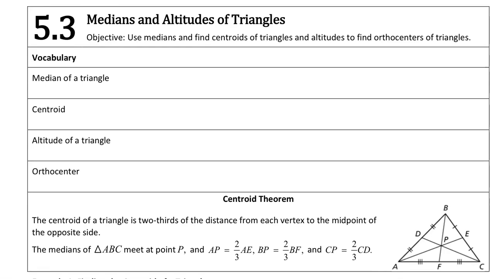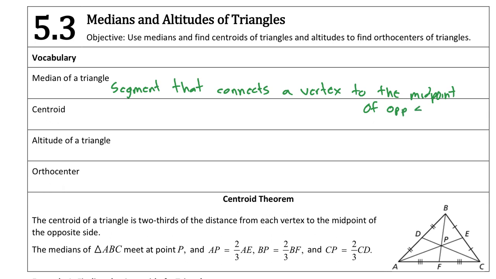Okay, so lesson 5.3, medians and altitudes of triangles. The median of a triangle should have this vocabulary right now. It's posted in classroom, but the median of a triangle is a segment that connects a vertex to the midpoint of the opposite side, okay, in a triangle, okay? So there's three medians in a triangle.